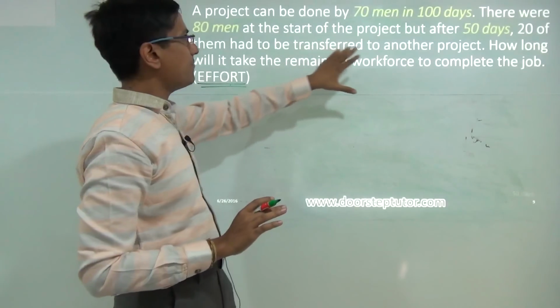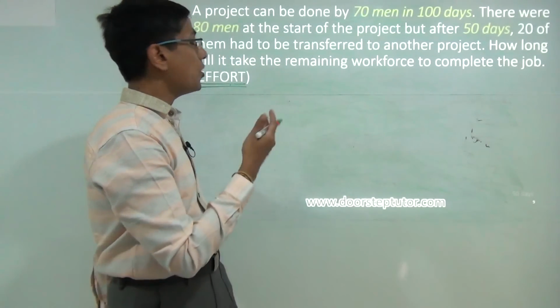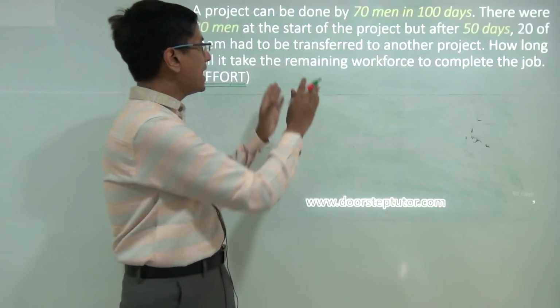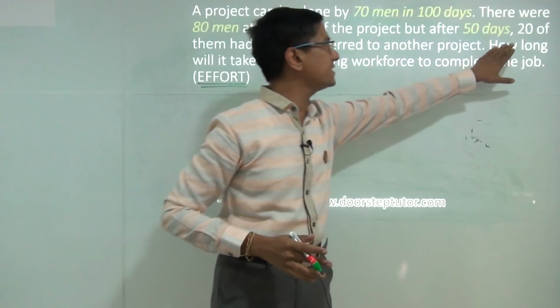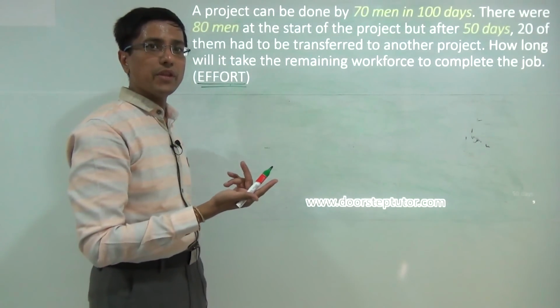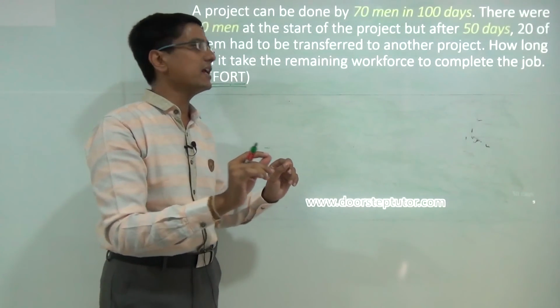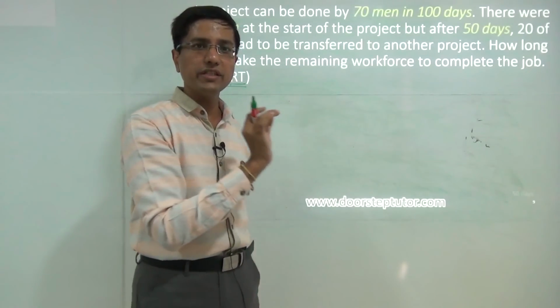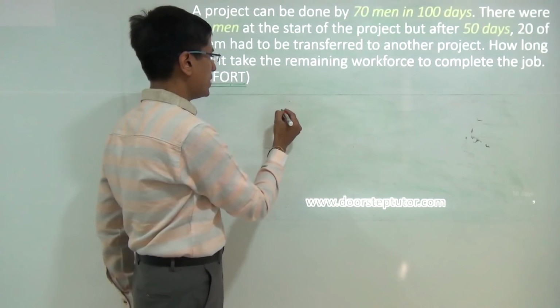Now after 50 days, 20 of them went away. So 20 people went away. How many people are left? 60. So the question asks us how much time it would take these 60 people to complete the job. So we have to first find out how much effort is remaining for these 60 people. This is why it is an effort problem. Let's see how we can do that.